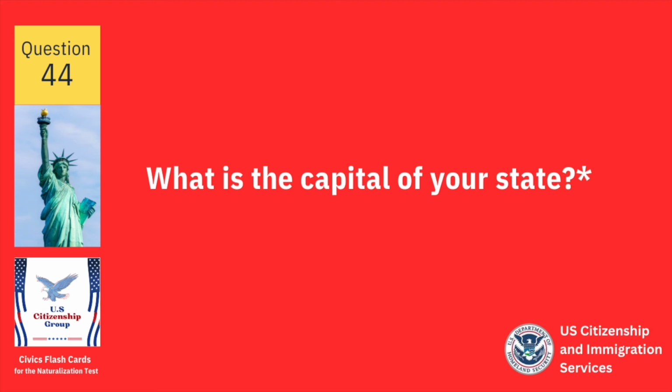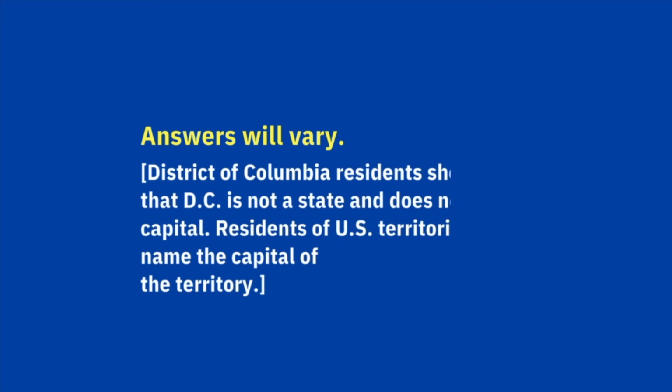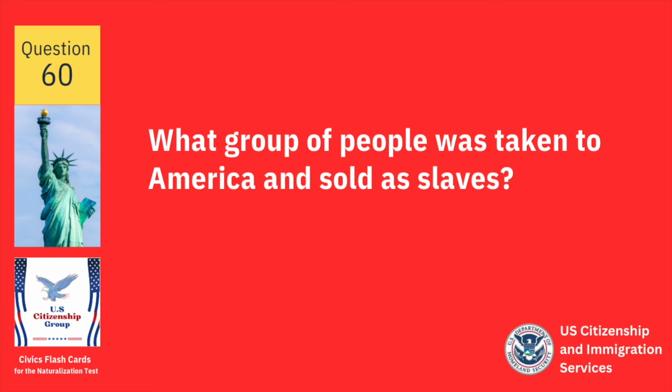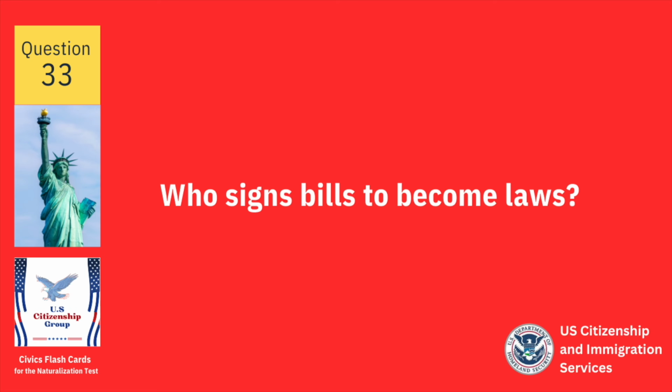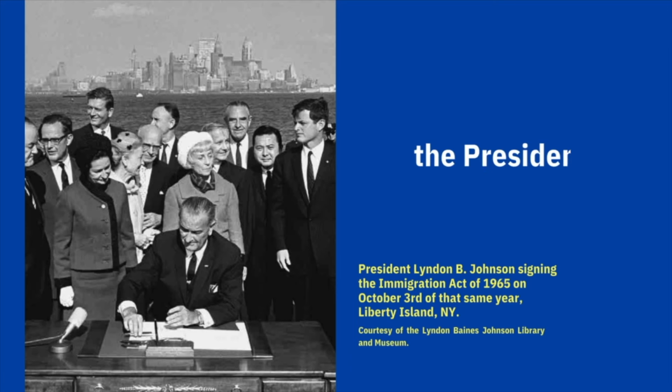What is the capital of your state? Answers will vary. What group of people was taken to America and sold as slaves? Africans. Who signs bills to become laws? The President.